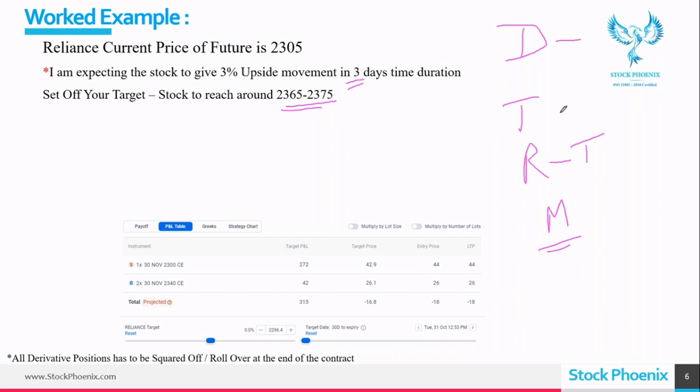The duration, when you trade in derivatives, the target, next is range, next is momentum. So these three are very, very important. And again, of course, stop loss. So without these things, we cannot trade in derivatives at all.